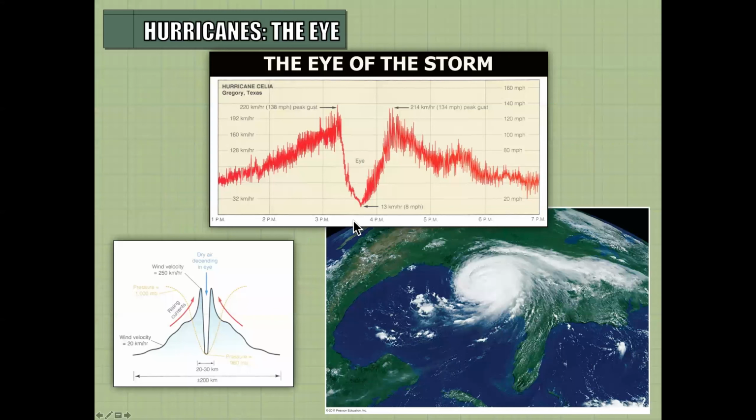Usually the winds and the pressure near the eye change significantly. You've heard of the eye of the storm, the calm inside the eye. It's a real thing. It means you had strong winds before and you will have strong winds after.